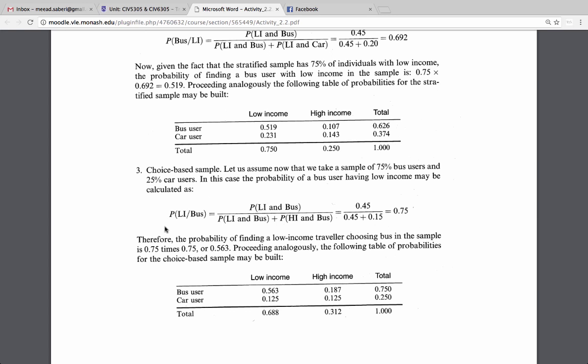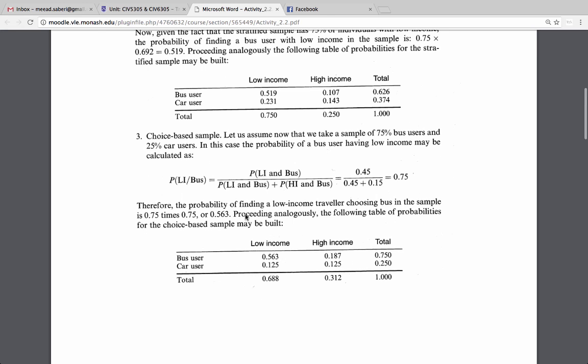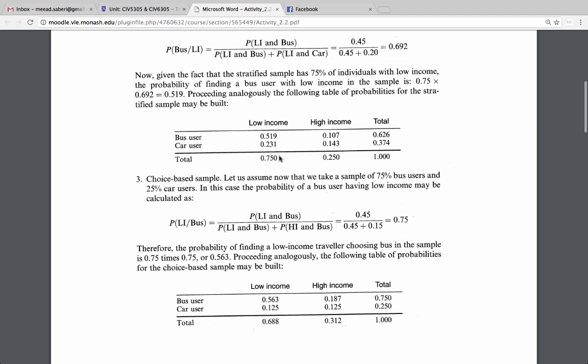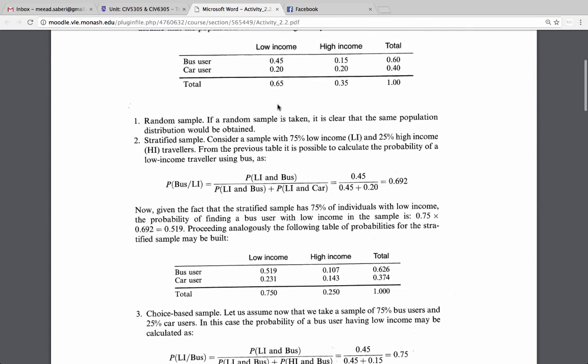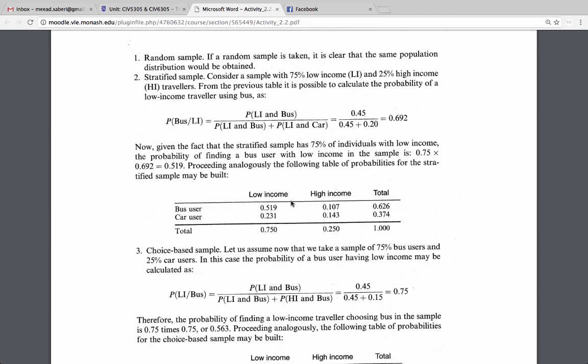Now in our sample, we had 75% bus users. Therefore, the probability of finding a low-income traveler using a bus would be 75% bus users multiplied by this probability, which was also 75%, giving 0.563. Again, similar to the previous case, if you continue this calculation for every category in your table, you get the new distribution in your choice-based sample. And if you compare this to the distribution in the stratified sample and to the distribution of the original population, you see how different they are and how different sampling methods can give you a different distribution.